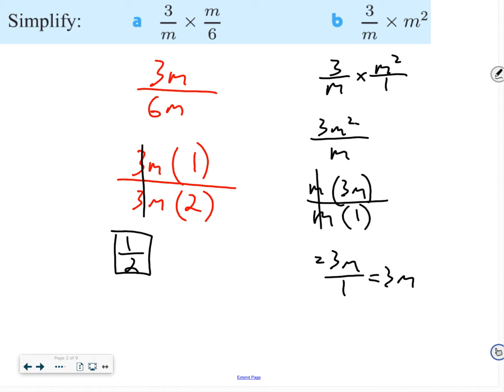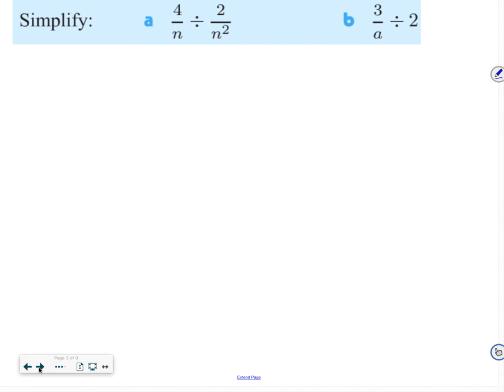Okay, to our next example. Here, remember with division of fractions, I'm going to use the property that dividing by something is the same thing as multiplying by the reciprocal, or flipping our second term and doing multiplication. So I'm going to change this to 4 over n times n squared over 2. We just change this middle sign to multiply, and we reciprocate. Another way you can think of reciprocating is flipping your fraction. So now we just multiply as we did before.